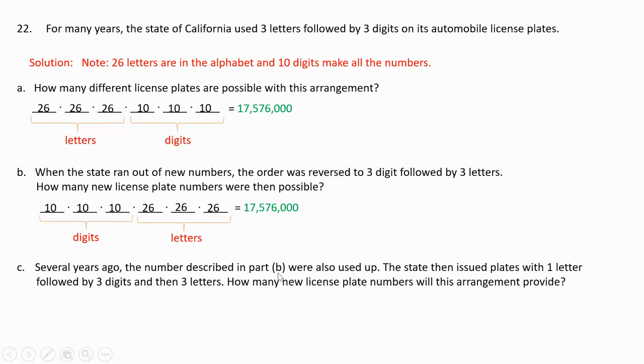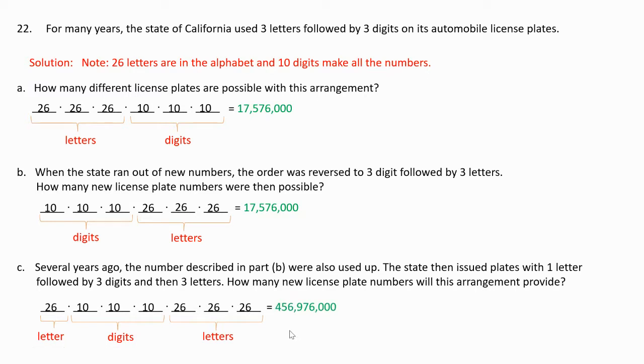Several years ago, the numbers described in part B were also used up. The state then used plates with 1 letter followed by 3 digits and then 3 letters. So again, there's my letter, there's my digits, and there's my other letters. So that'll be 26 times 10 times 10 times 10 times 26, 26, 26. You multiply those out, and that's your solution. 456,976,000.